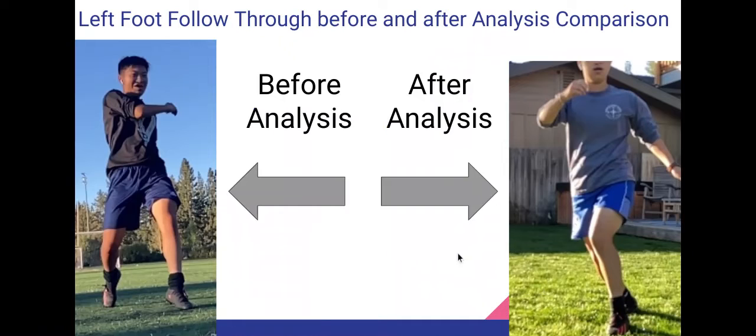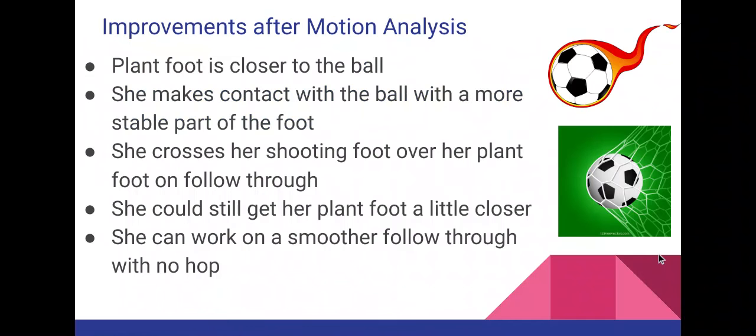And then on her follow through, you can see before the analysis she was landing in an open stance. And this was very hard to change even after the analysis, because after the analysis she lands in a closed stance, which is much better, and she's crossing over to create a twisting motion and add torque to her shot. But she was hopping into the motion instead of being smooth like she was with her right foot.